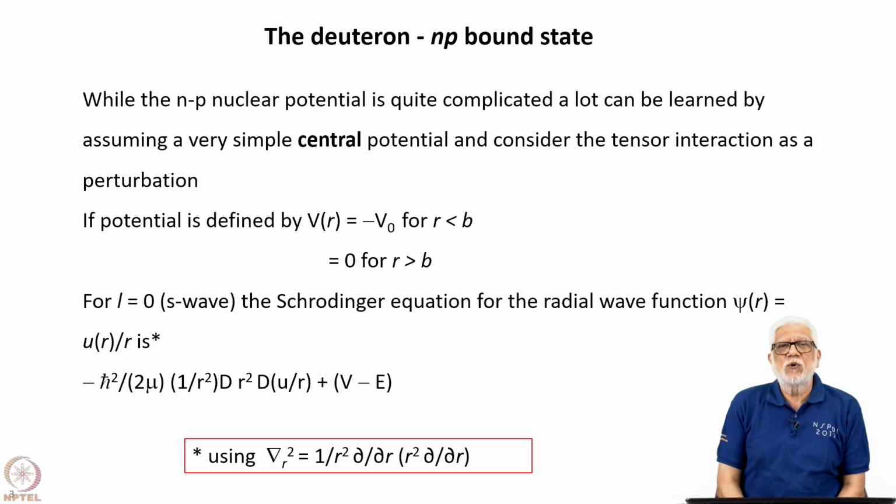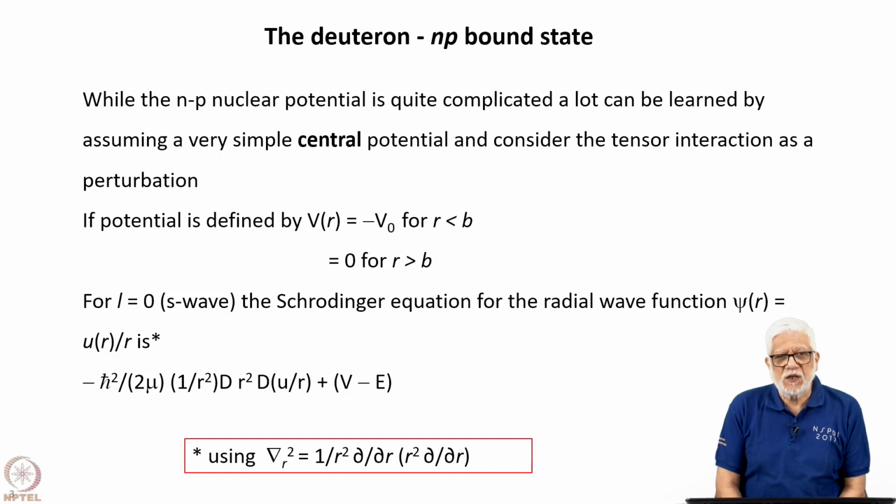So, let us talk first about the NP bound state. Now, the NP nuclear potential is of course very complicated, as we saw in the earlier lecture. It has many terms to it. However, a lot can be learned by assuming a very simple central potential. So, a potential that just depends on R, does not depend on the spin and so on. And the tensor interaction can be just considered to be a perturbation. Why is that needed? We will come to a little later. That is basically needed because you have measured a small but finite quadrupole moment of the deuteron.